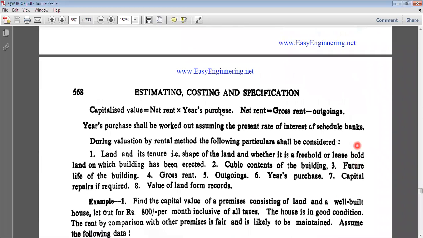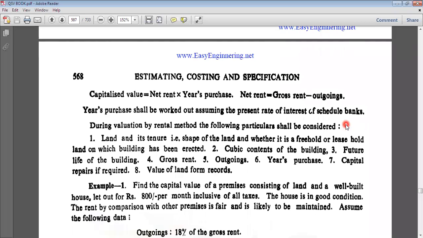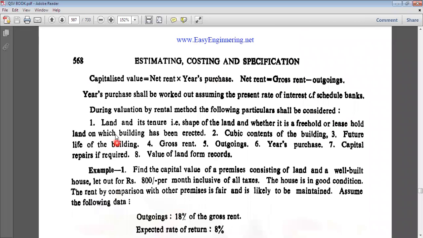As I said earlier, the formula that we are going to use in the rental method is the valuation of the property, which we call its capitalized value. Capitalized value equals net rent or net income multiplied by the years purchase, where net rent is calculated as gross rent minus outgoings. Now, as far as this rental method of valuation is concerned, what other factors do we have to consider?